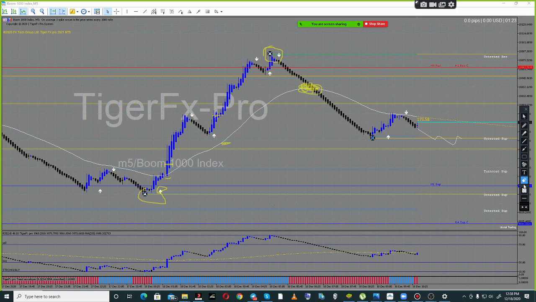You must wait until the 50 has been crossed, like here on the next bar it's been crossed.